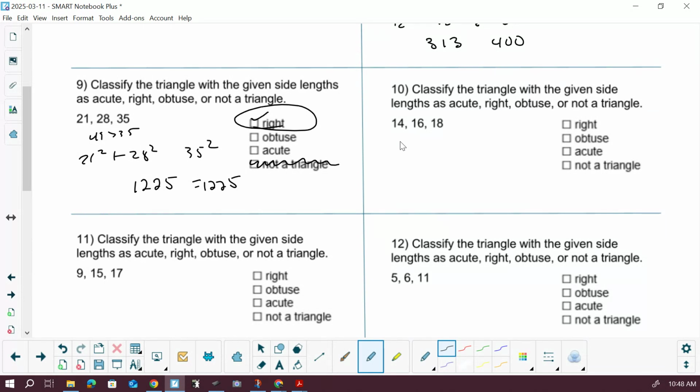14 plus 16 is 30. 30 is bigger than 18, so it is a triangle. We can get rid of that option. 14 squared plus 16 squared, and then 18 squared. Let's see here. 14 squared plus 16 squared is 452. 18 squared is 324. So this one that's over here should be equal, but it's smaller. Smaller makes it acute.